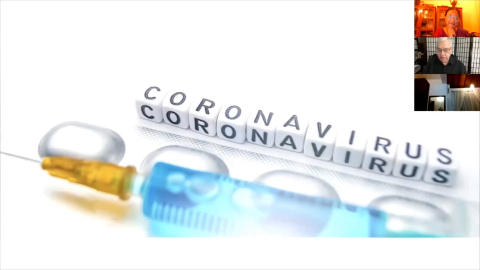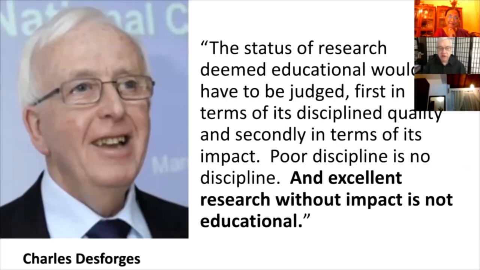Is this method appropriate for education? That's one of the things we need to consider. Charles DeForges, who has also written books about educational research, is in the UK. He says the status of research deemed educational would have to be judged first in terms of its discipline quality, and that's the rigor, and secondly, in terms of its impact. Poor discipline, poor rigor is no discipline. We can all agree about that. And excellent research without impact is not educational. And that's where the difference comes, because so much of the rigorous experimental research has very little impact on the way people teach and learn online, face-to-face, blended, whatever it happens to be.